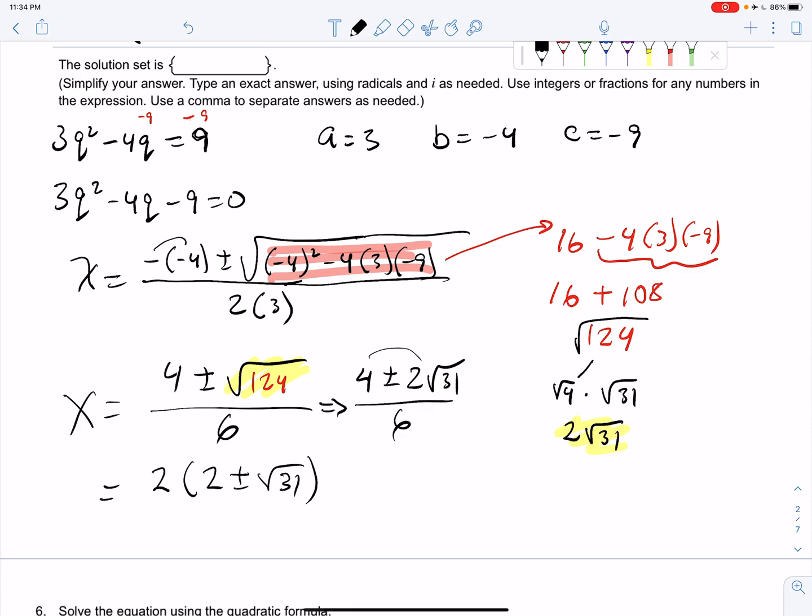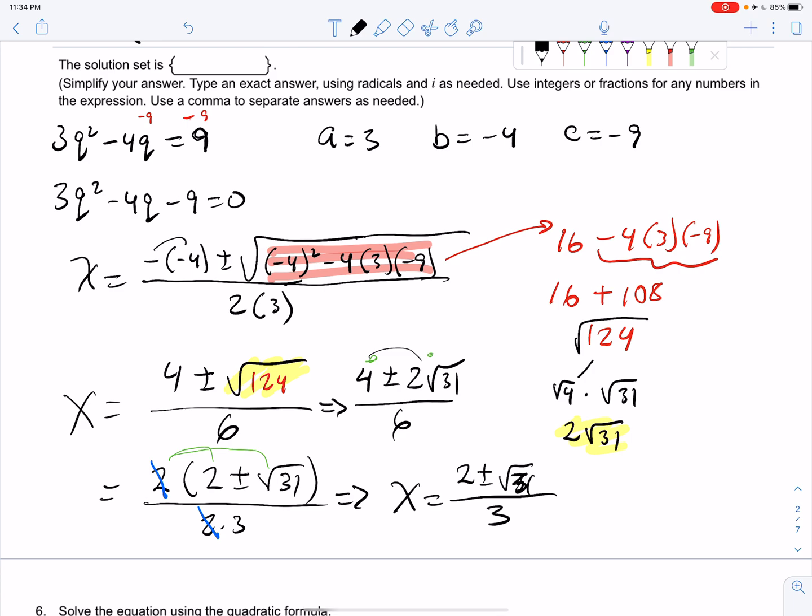If that's a bit confusing, you could always distribute the 2, and we should get the same thing here, right? 4 plus or minus 2 root 31, and we do. And then let's look at the denominator, which is 6. Of course, 6 is 2 times 3 if you want to do that to highlight that. Cancel or reduce the common 2's, which is going to leave us with our final answer, which is, let me write it this way, x equals 2 plus or minus the square root of 31, and this is all over 3. And that is your final answer, 2 plus or minus square root of 31 over 3.